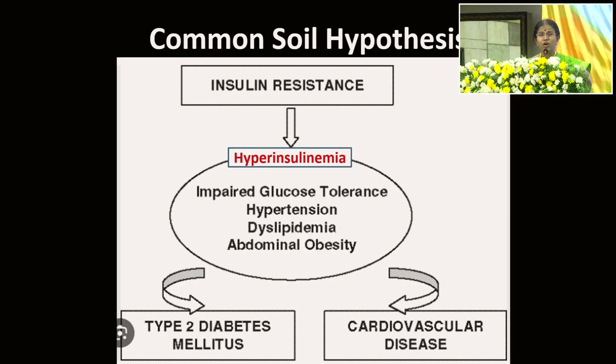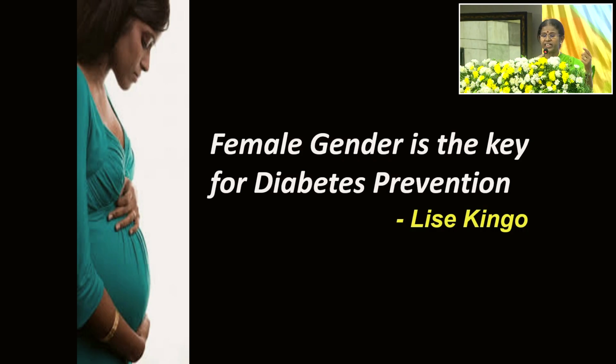And this has evolved from generation to generation, and what we saw in our days, that is in 1991-92, is not the same. Now it has got transmitted, and we are finding more and more cases of GDM because of the transmission through generations. And female gender is the key for diabetes prevention, we can say NCD prevention.